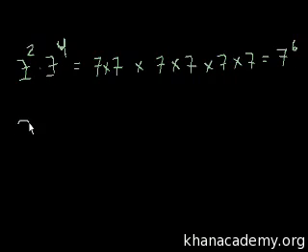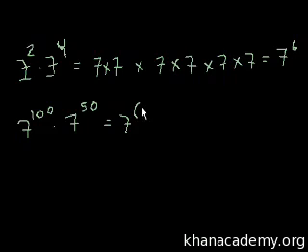So take 7 to the 100th power times 7 to the 50th power. And notice, this is an example where it'd be very hard without a computer to figure out what 7 to the 100th power is, and likewise very hard to figure out what 7 to the 50th power is. But we could say that this is equal to 7 to the 100 plus 50, which is equal to 7 to the 150.